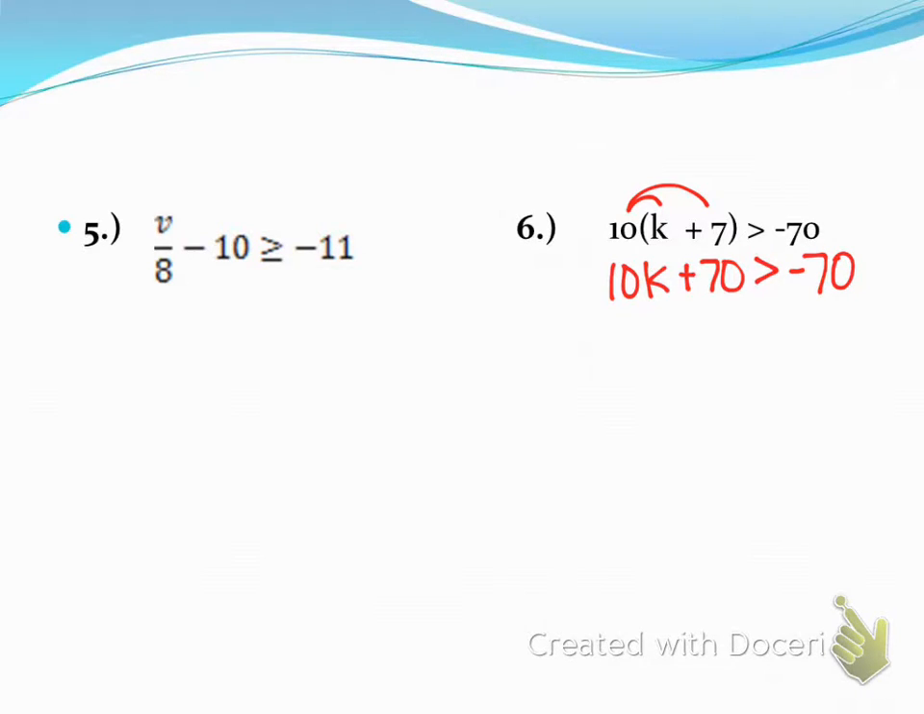Alright, once we distribute, then we have to start getting k by itself. Lexi, what would you do next? You subtract 70 from both sides. Wonderful. Subtract 70 from both sides. That leaves us with 10k is greater than negative 140.